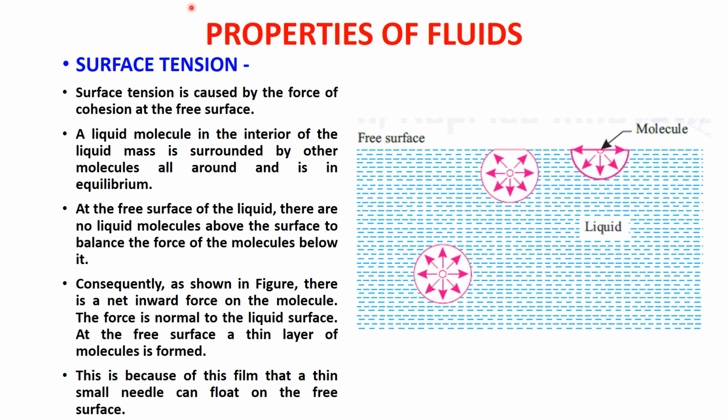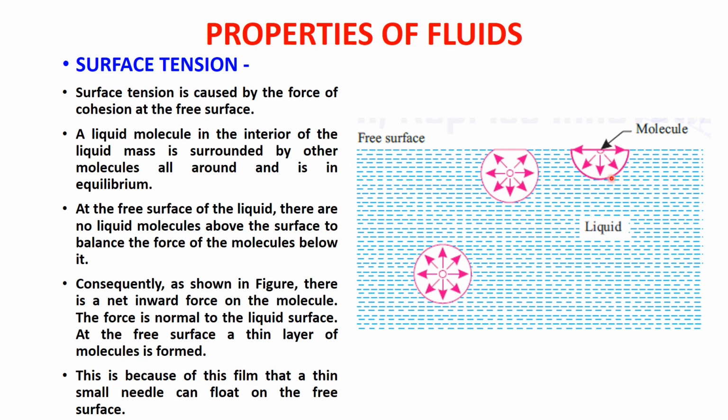Now we will go to the surface tension. Surface tension is caused by the force of cohesion at the free surface. So here you can see the cohesion force at the free surface of the water, and here is the molecule. A liquid molecule in the interior of the liquid mass is surrounded by other molecules all around and is in equilibrium. At the free surface of the liquid, there are no liquid molecules above the surface to balance the force of the molecules below it. So as we explained, if the molecule is inside the liquid, it is completely balanced because the forces are equal and opposite in direction.